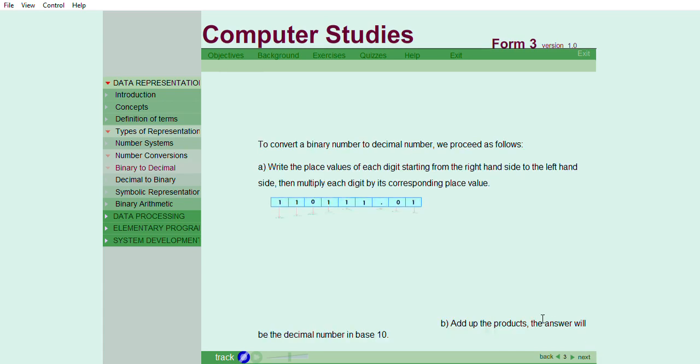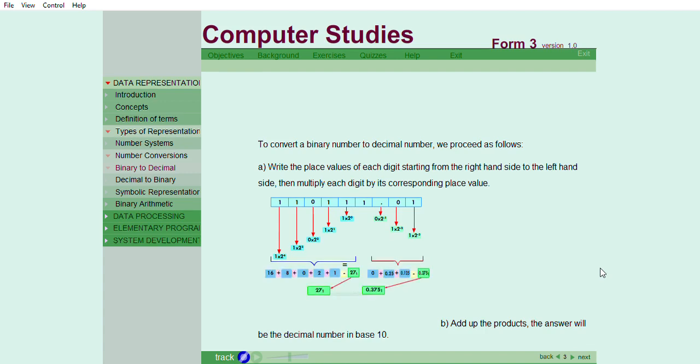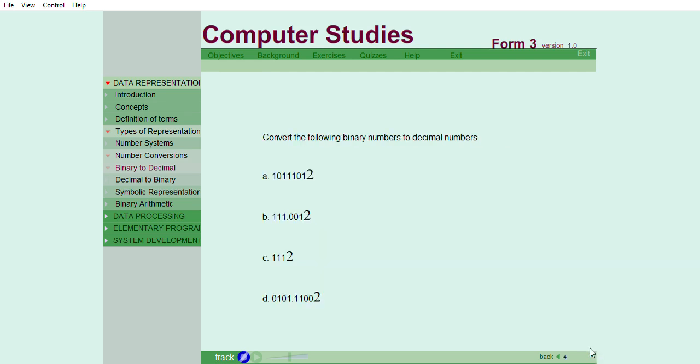To convert a binary number to a decimal number, we proceed as follows. Write the place values of each digit starting from the right-hand side to the left-hand side. Then multiply each digit by its corresponding place value. Add up the products. The answer will be the decimal number in base 10. Convert the following binary numbers to decimal numbers.